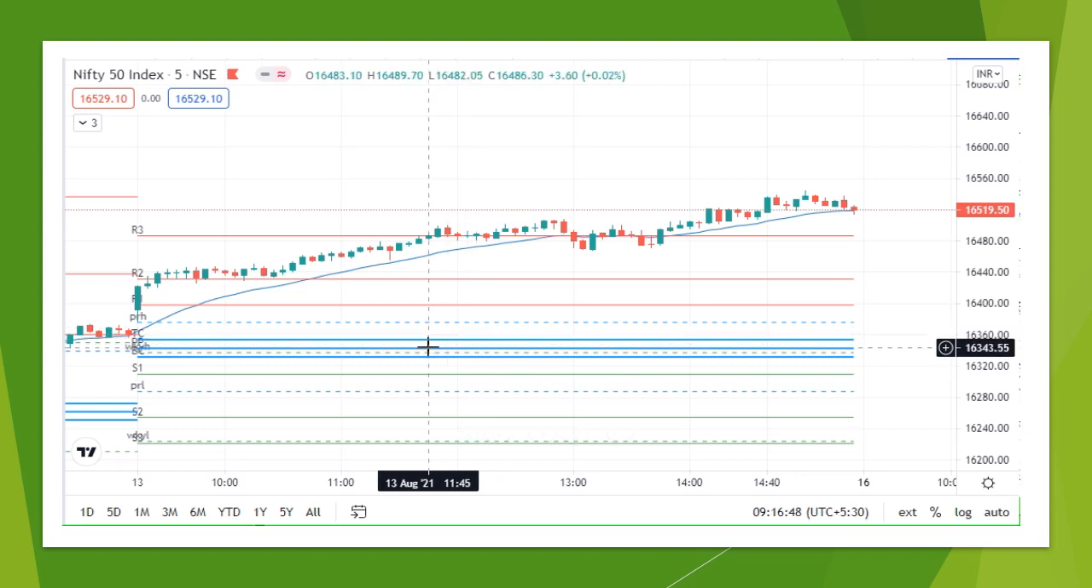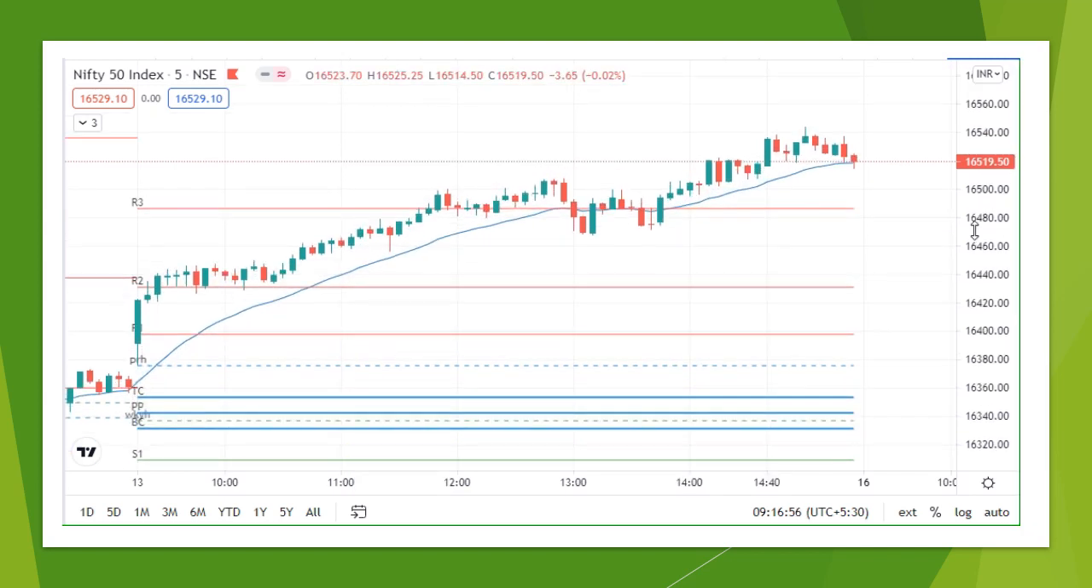Instead of just a single pivot point, I added the central pivot range. This is the top CPR, this is the bottom CPR. Now this will tell me where my index or my script is moving. For example, it has crossed R1, that means it is positive and moving strong.